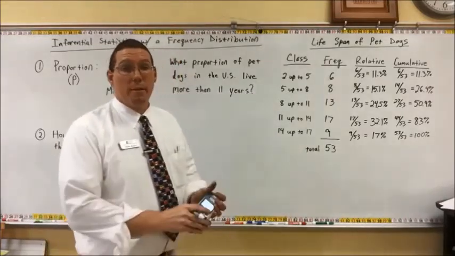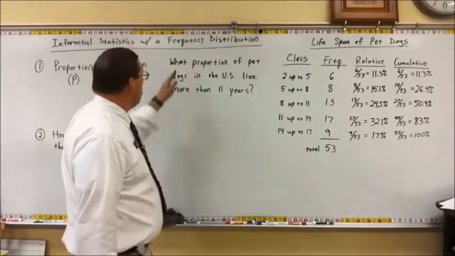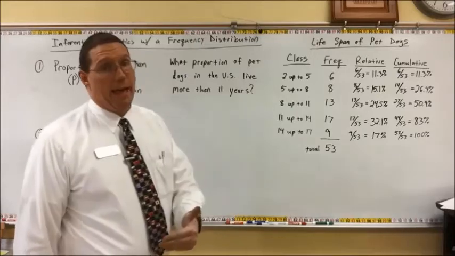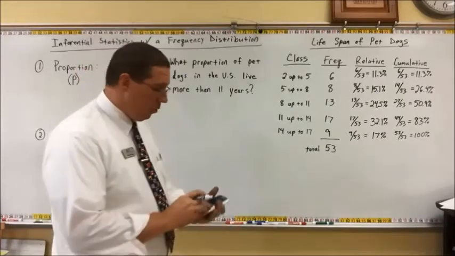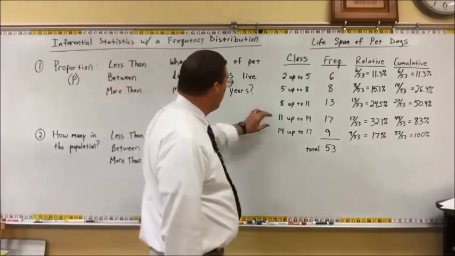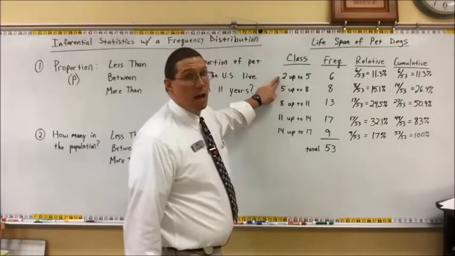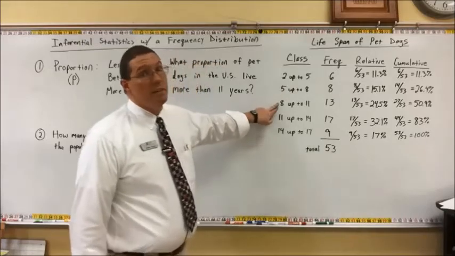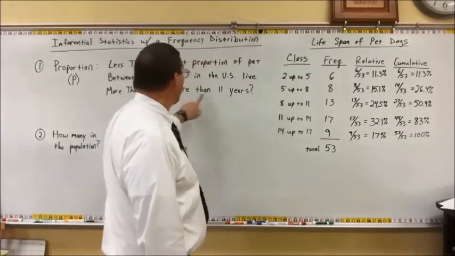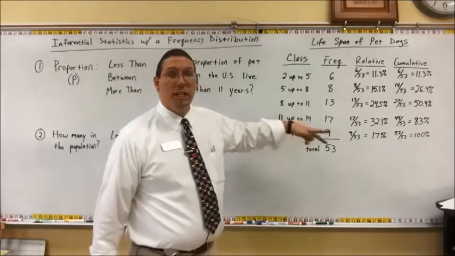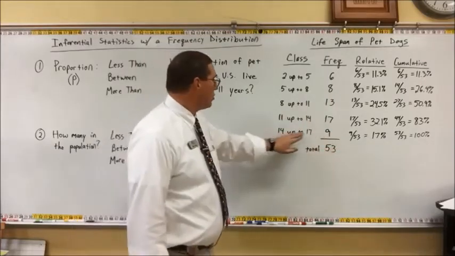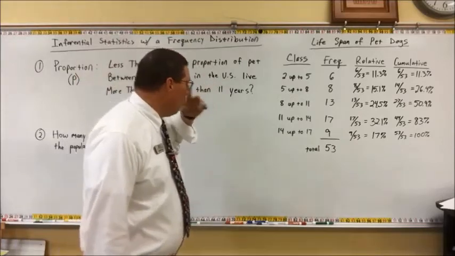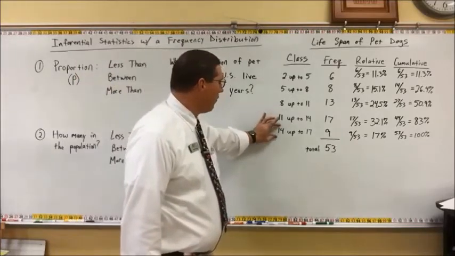All right, now let's answer a more than question. What proportion of pet dogs in the U.S. live more than 11 years? If we look at our classes, we'll see that 2 up to 5 is not a part of that group, 5 up to 8 is not a part of that group, 8 up to 11 is not a part of that group, but 11 to 14 is more than 11, and 14 up to 17 is also more than 11. So to answer this question, we want to use the 11 to 14 and the 14 up to 17.